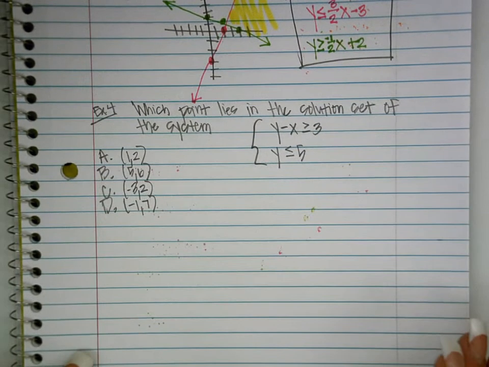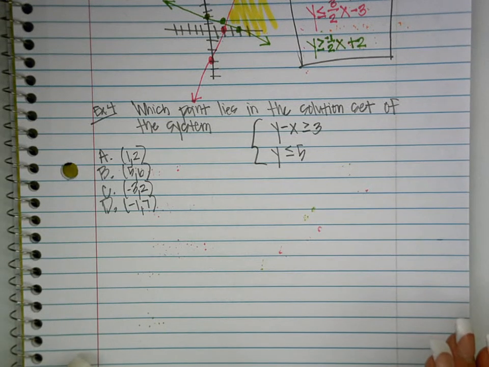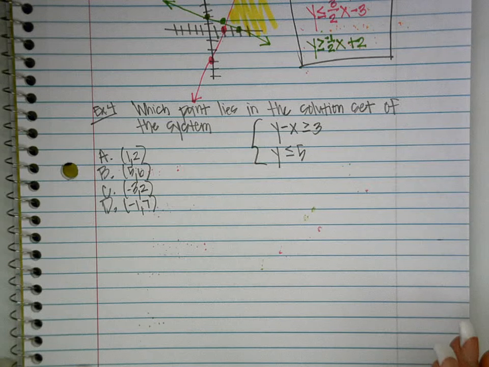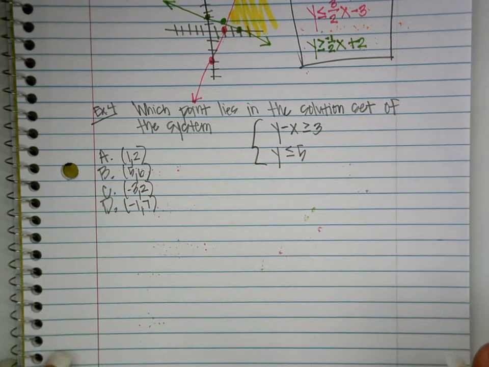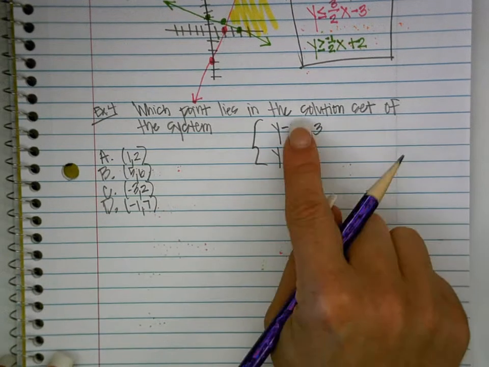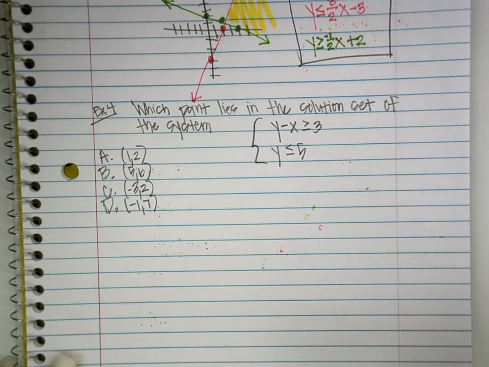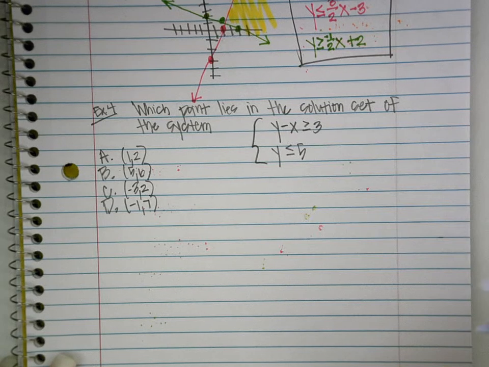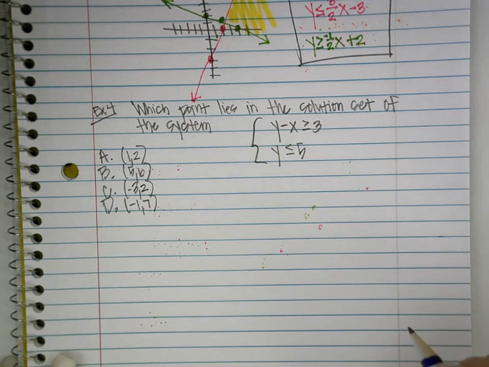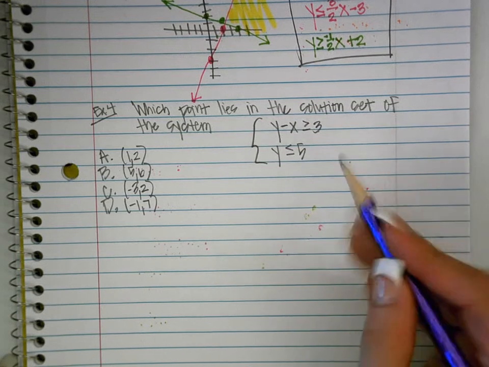Any ideas? Tyler, what do you think? No, not set them equal to 0. You could just plug things in. Okay, so I could plug in these points and figure out which point works in both equations. Which one would you want to plug into first, the first or the second one? Probably the second one.